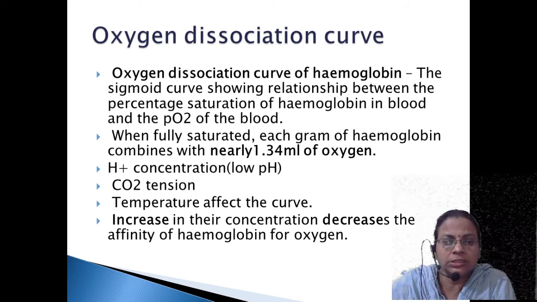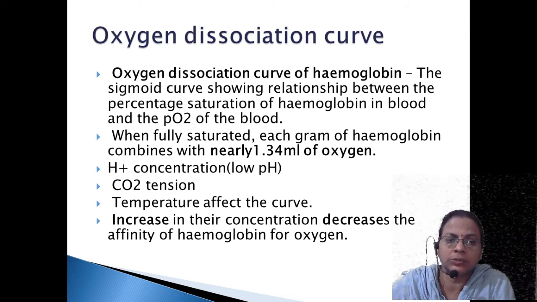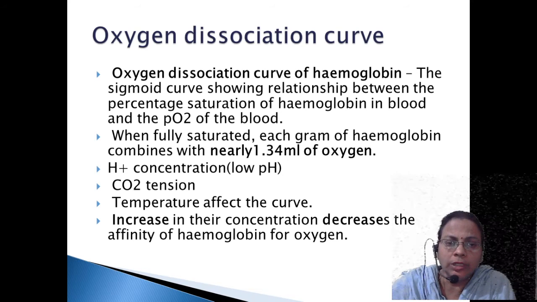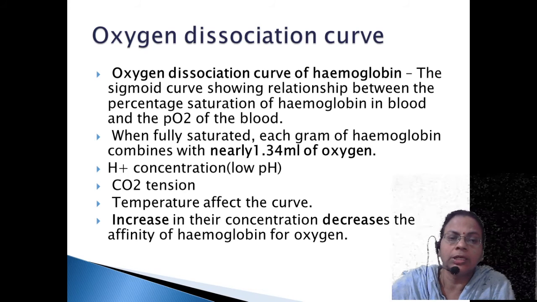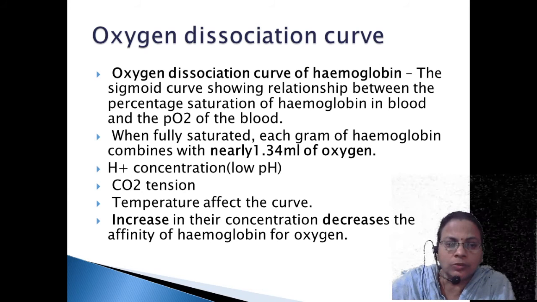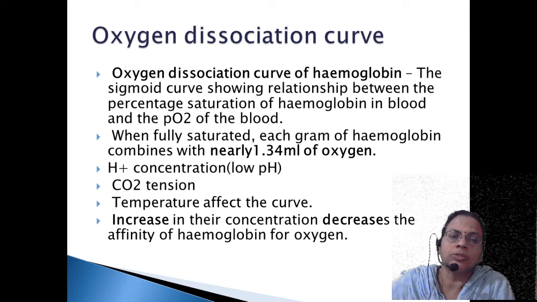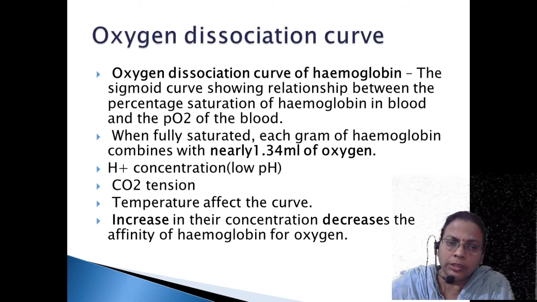That means within the tissue, as a result of cellular respiration, carbon dioxide tension will be more, and H plus ions also will be more. As a result of cellular respiration, which is a chemical reaction, of course the temperature also will be more, heat energy will be produced. So heat and temperature will increase, carbon dioxide will increase, and H plus ions also will be more in the tissues.